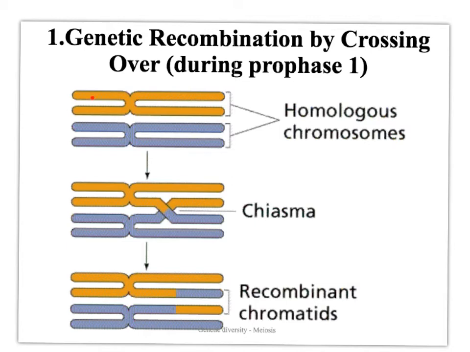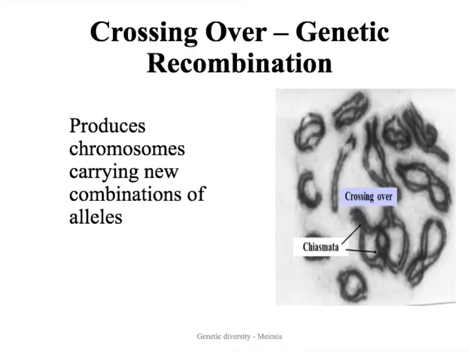So if this was the maternal chromosome from the mother, containing your mother's alleles, this is the paternal chromosome from your father, containing father's alleles. You can see now on this chromatid, it's not all got alleles from the mother. There's a section that's got alleles from the father, and this chromatid's not all got alleles from your father, it's got a section that's got alleles from your mother. So we end up with chromosomes with new combinations of alleles being produced. And here you can see this happening from a microscope slide.